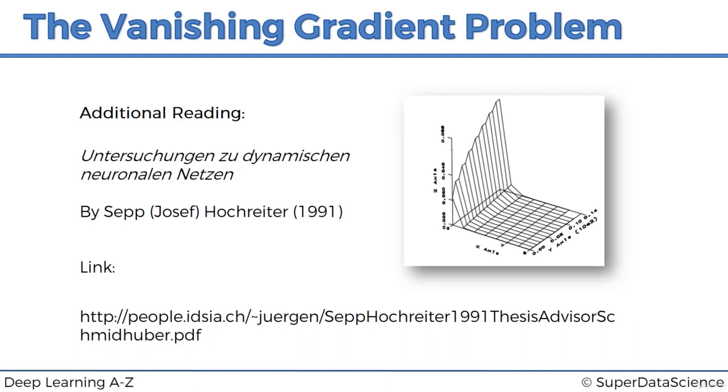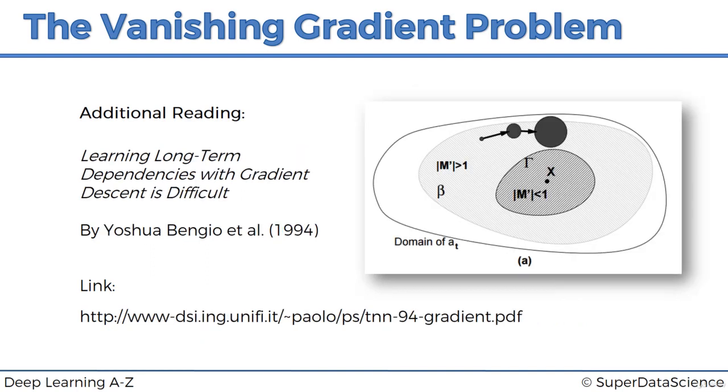So additional reading. You can definitely reference the original works by Sepp Hochreiter and Yoshua Bengio. So this is Sepp's paper from 1991. It's completely in German, so I'm not even going to read the name. But if you can read German, then definitely this could be a good read for you. Then there's Yoshua Bengio's paper, which is called Learning Long-Term Dependencies with Gradient Descent is Difficult, 1994. Also, you can reference that.